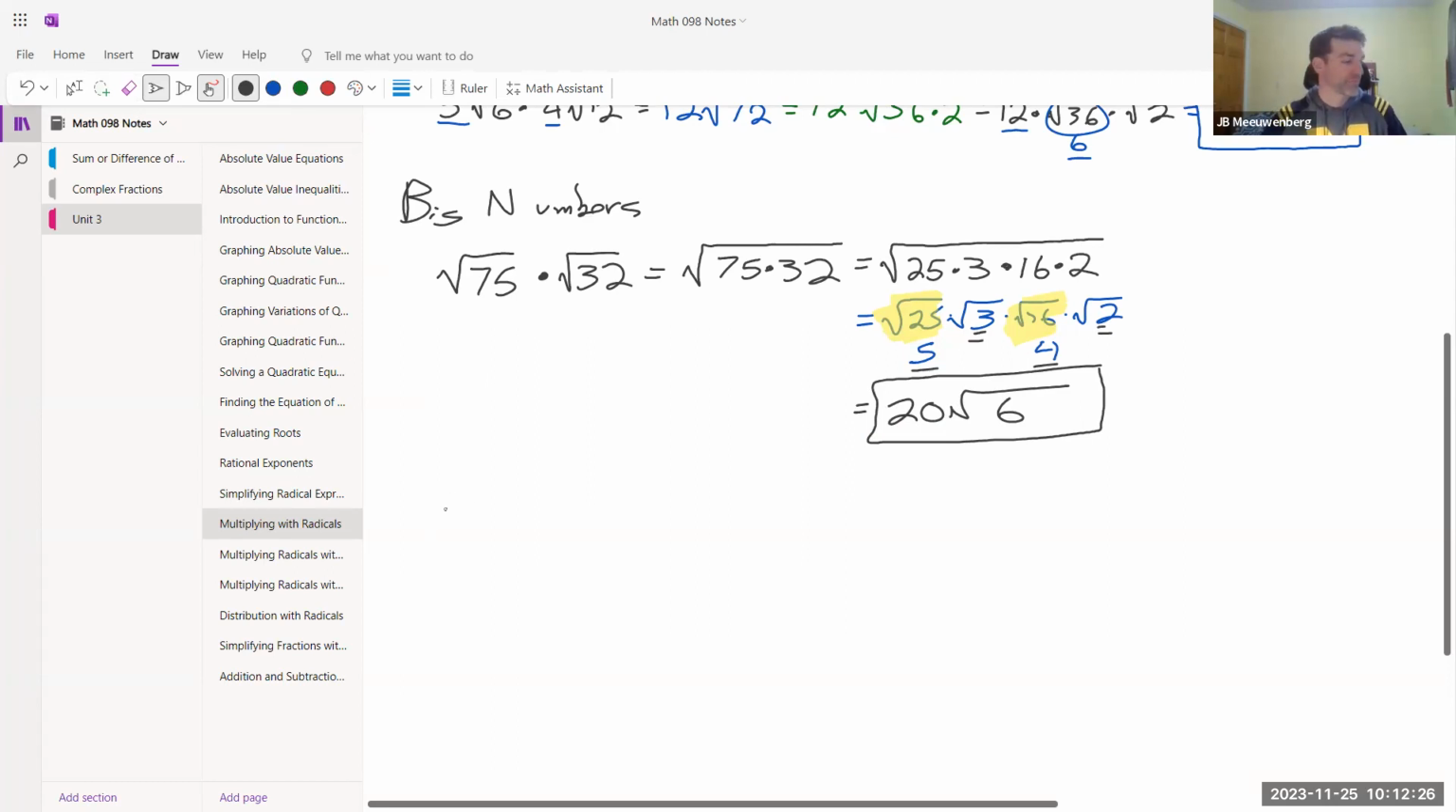Another one, well, actually, let's pause and you can try this one. The square root of 80 times 3 radical 50. So why don't you pause the video and try this one on your own.